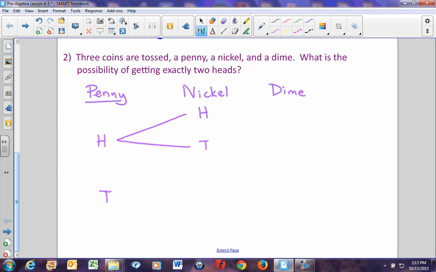Now let's just say that my penny, when I flip my coin upside down, it flipped up, and it landed on tails. Now, the penny landing on a tail could be paired with the nickel that landed on a head, or the nickel that landed on a tail.